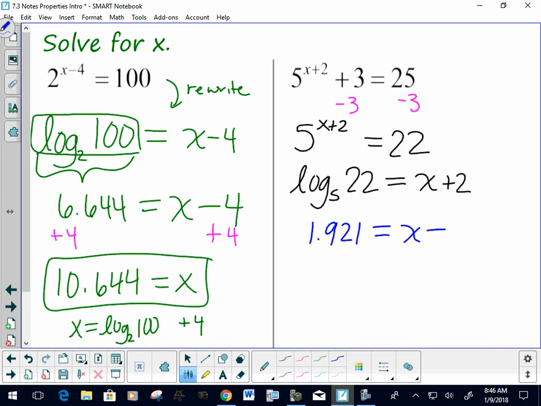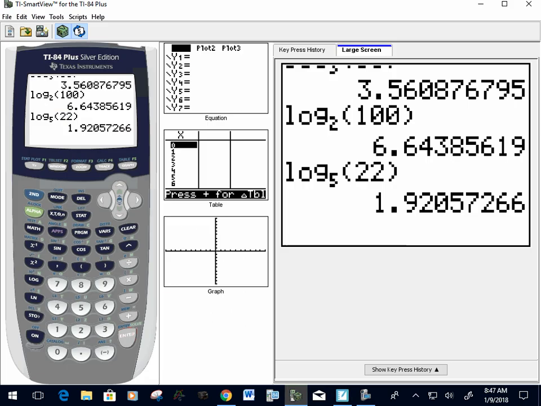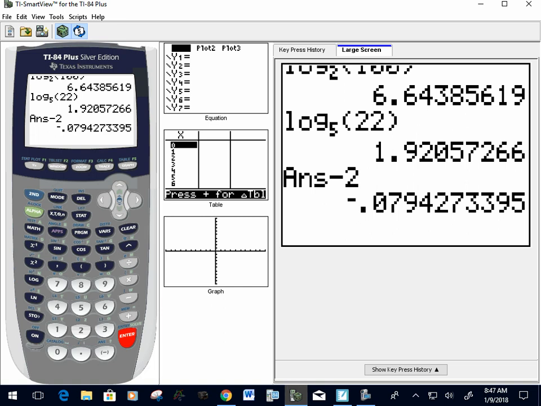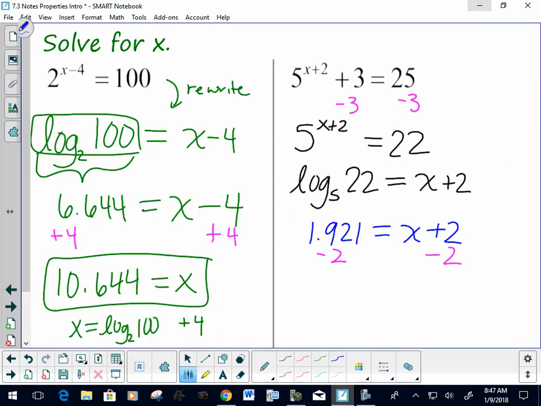And that's equal to x plus 2. So to finish solving for x, we just need to subtract 2 from both sides of our equation. So we'll subtract 2 to get negative 0.079. And again, that's a decimal approximation.